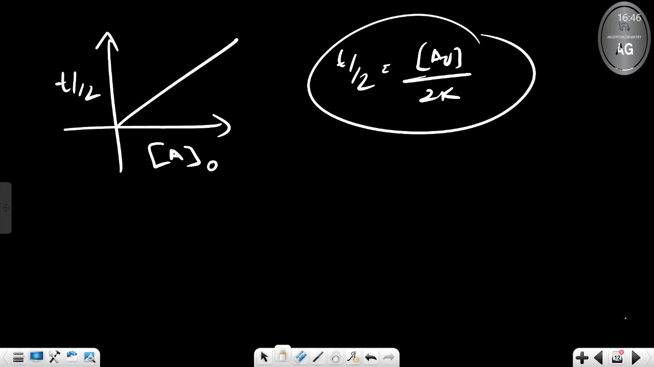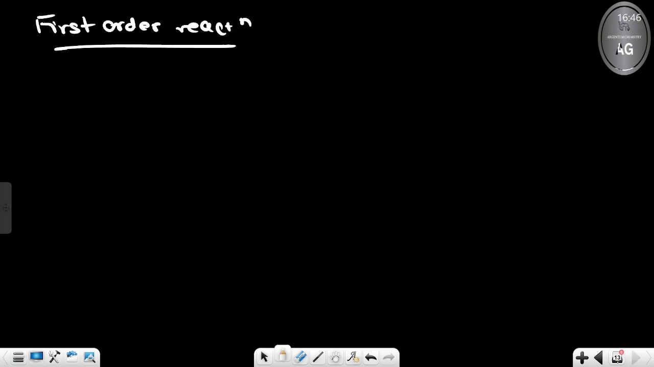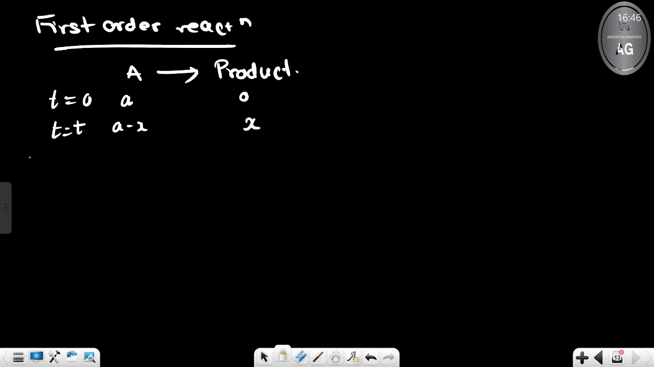That's done. Now let us move on to the first order reaction. So what is the first order reaction? You can understand that the order of the reaction will be 1. So if I have a reactant A that becomes a product, at t equal to 0, the moles are A and the product is 0. At t equals t, this becomes A minus x and this becomes x, and at t equal to infinity, this becomes 0 and this becomes A. But that we don't need. This value I am taking to be A of 0, and this value I am taking to be A of t.